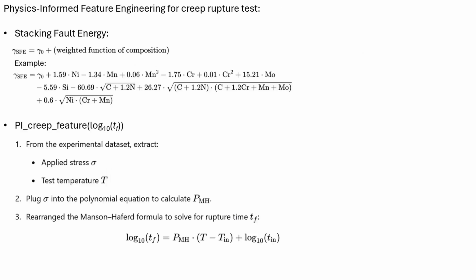In this project, we applied physics-informed feature engineering in two key ways. First, we calculated the stacking fault energy from alloy composition using a semi-empirical equation, since stacking fault energy influences how material deforms. Second, we created the PI creep feature, which is the log base 10 of the estimated creep life from the Manson-Haferd time-temperature parameter model. These features bring decades of known domain knowledge into the model in a form that machine learning can easily use.